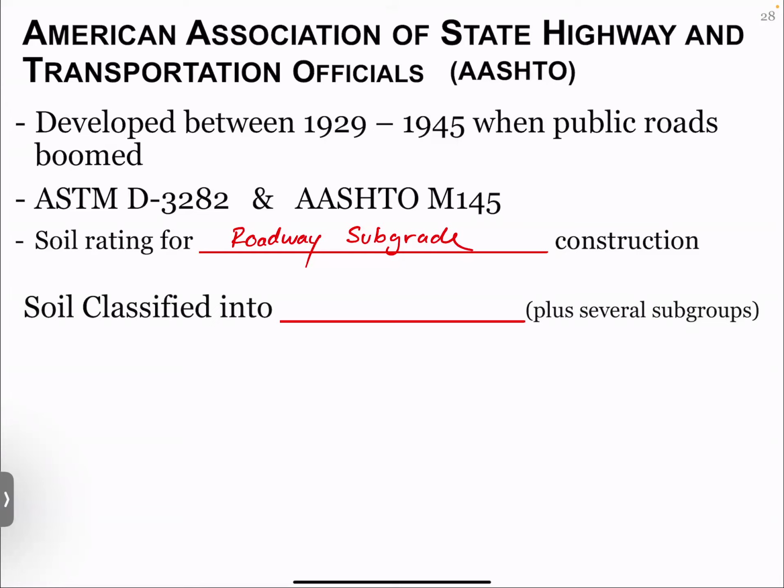I don't want to cross it off the whole time. It is classified into 8 groups, primary groups, and then there's several subgroups under it. So A1, there's always going to be an A in front of it for AASHTO. So A1 is the best soil, and then A8 is the worst type of soil. Right off the top of your head, what do you think A1 is?